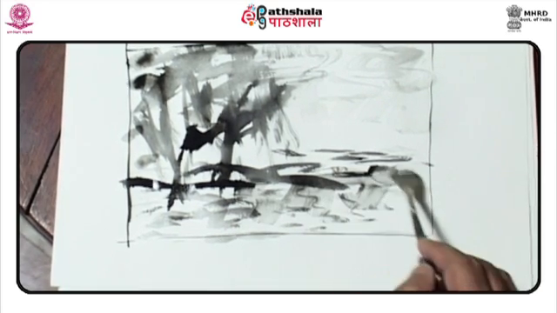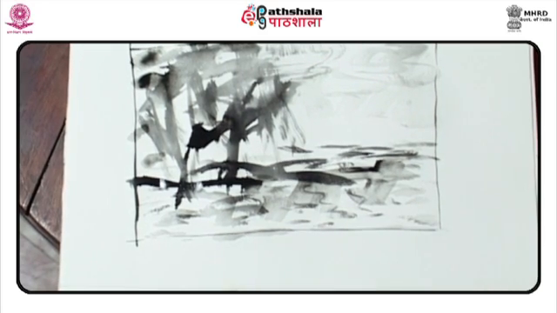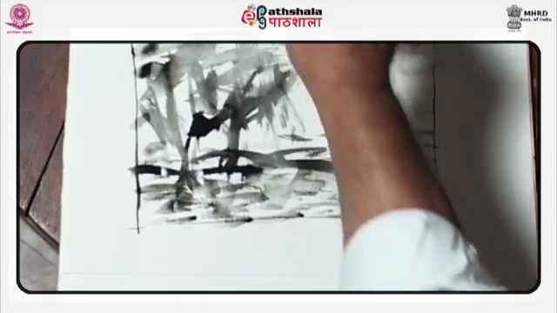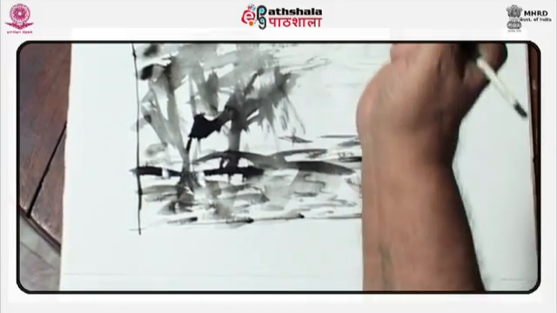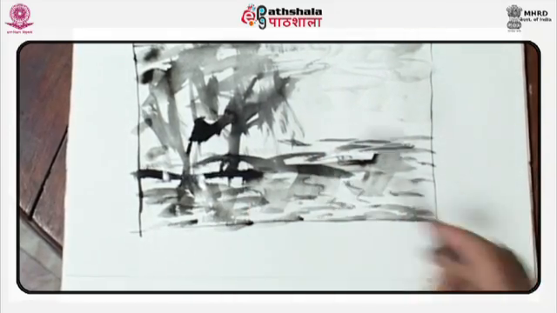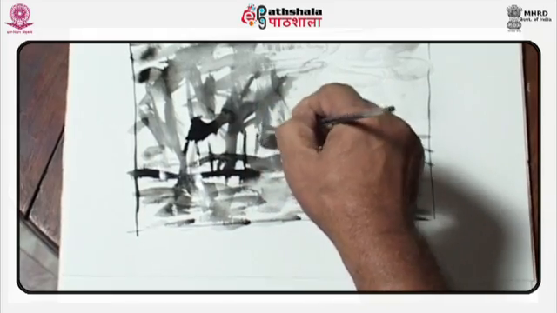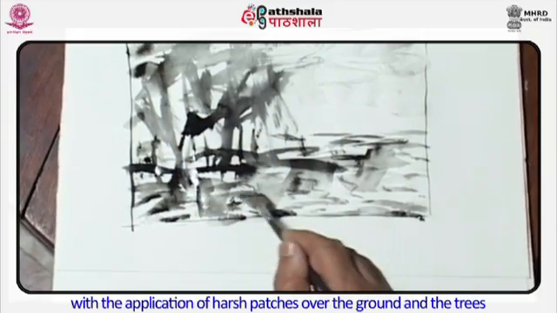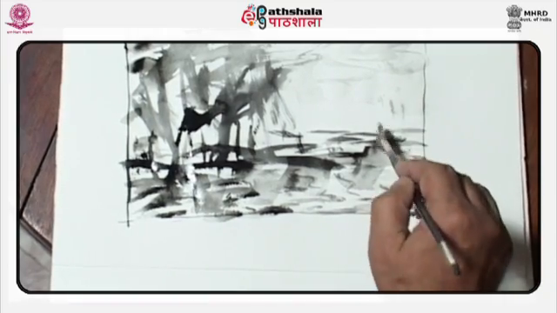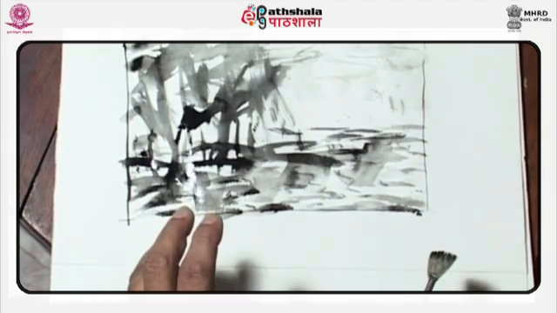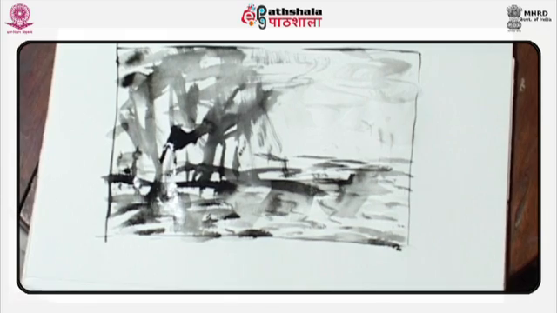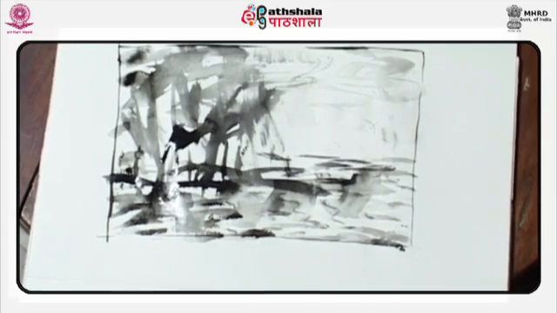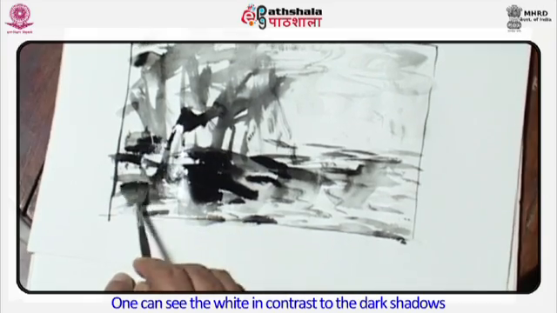The same drawing can be turned into an afternoon drawing, where one can see the dark shadows due to sharp sunlight, with the application of harsh patches over the ground and the trees. One can see the white in contrast to the dark shadows.